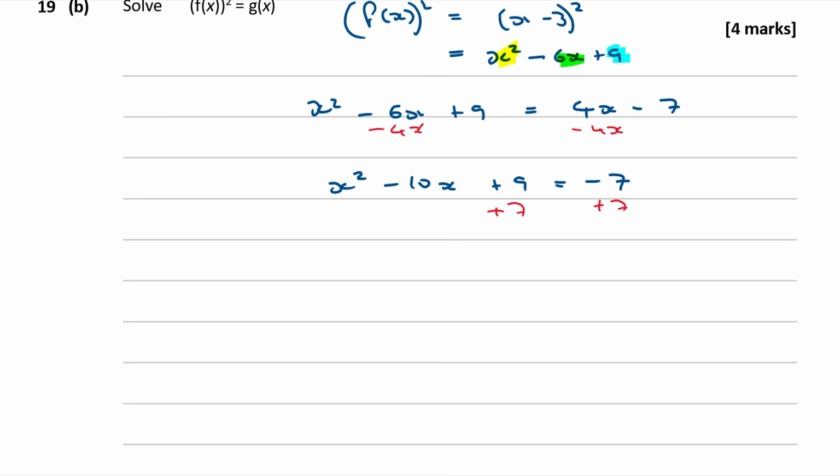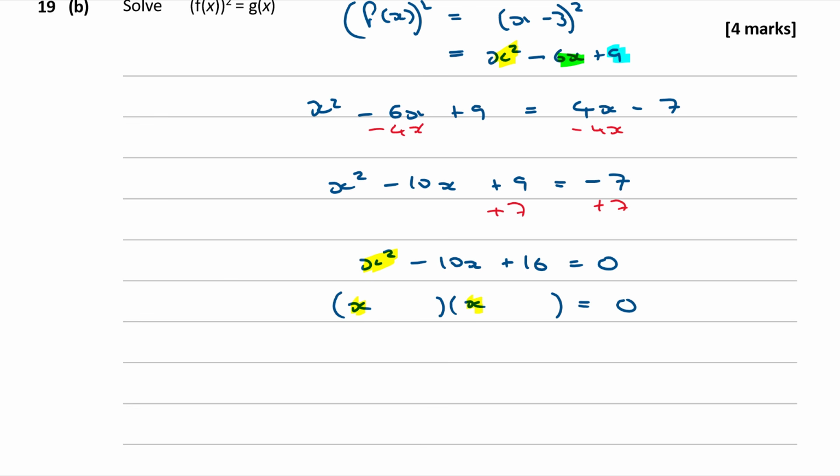That's going to give me x squared minus 10x plus 16 is equal to 0. So now what I want to do is try and factorize this, or if not, solve by the formula. Hopefully factorize. So it starts with x squared, so I'm guessing it's got an x and x at the beginning. That gives me my x squared.